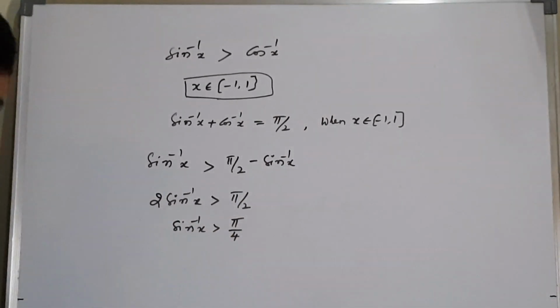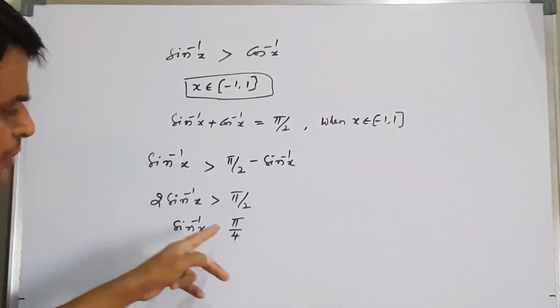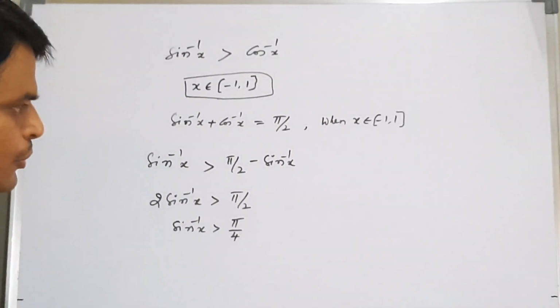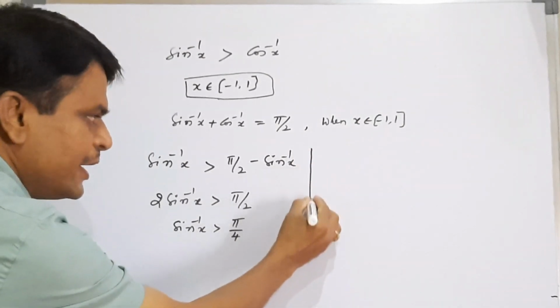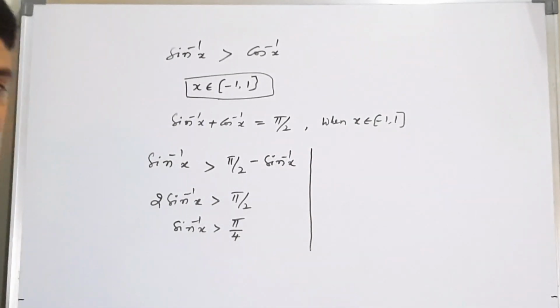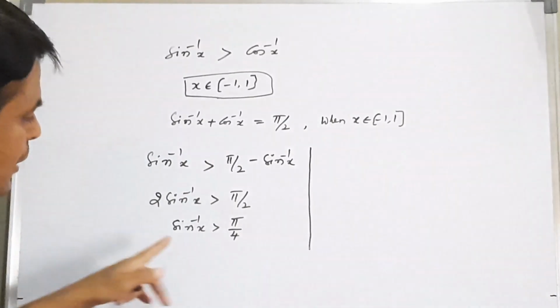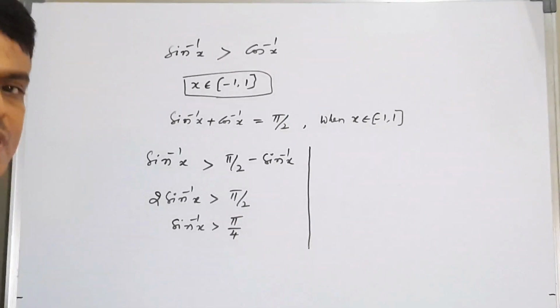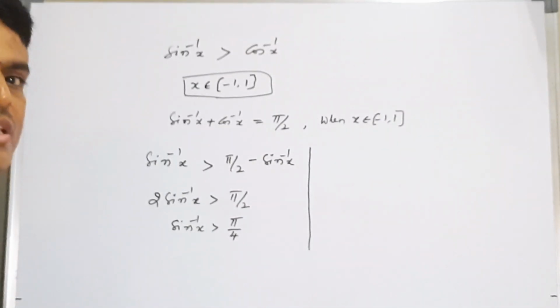Now you will get a doubt here. When sin inverse x is greater than pi by 4, what about x? Is it greater or lesser? You will generally get this doubt. If it is an increasing function, the inequality does not change. If it is a decreasing function, the inequality will change.